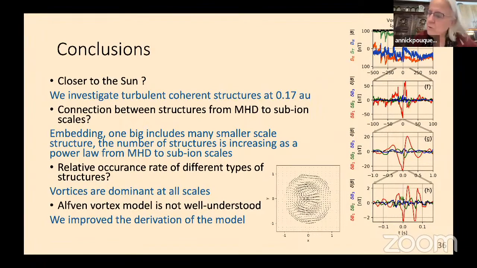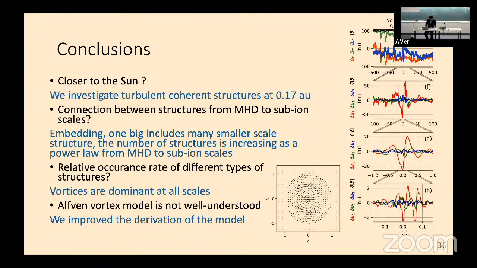What is the scale of the Alfvén vortex? I thought it was a large scale object, but you seem to say that you find it at all scales. Yeah, so this is at MHD scales. In kilometers, it is about 3 times 10 to the power of 4 kilometers, so 30,000 kilometers, something like that. But indeed, the fluctuations at ion and sub-ion scales resemble an embedded vortex somewhere inside the large one. So the scale of these embedded vortices is smaller. Sorry, I hope I answered your question.